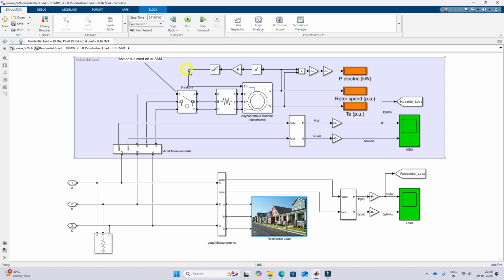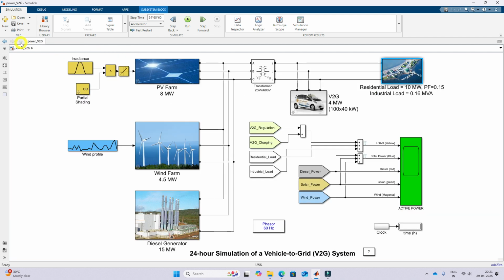Here you can see that this machine will act as a water pump. We are taking the speed and squaring it, speed square, and then it is given to the torque input, so it will act as a water pump. And here you can see the power output, rotor speed, and torque of that water pump.